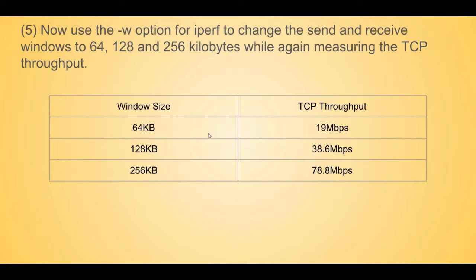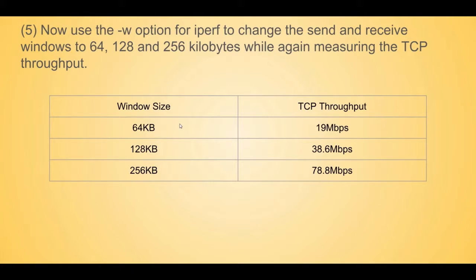While passing the command in iperf, along with the other command line arguments, the -w option is used, followed by the window size, that is 64K, 128K, and 256K. Once this is done, we see the various TCP throughput obtained for various window sizes.